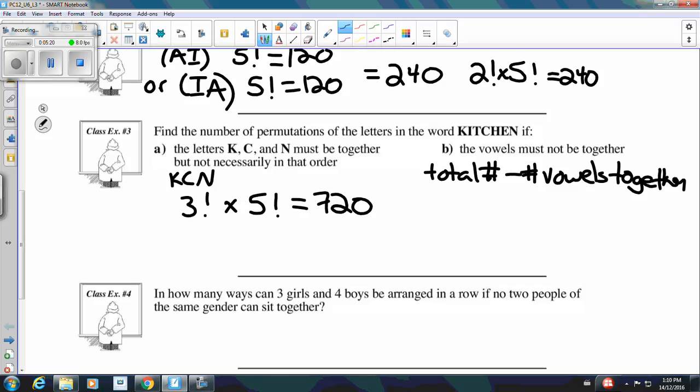Well, the total ways, so I have 7 letters in the word kitchen, so that's 7 factorial. Subtract. Well, how many ways do I have of arranging these letters if the vowels are together? Well, I have 2 vowels, so I have 2 factorial ways of arranging the vowels themselves, times. So now I need to group the other 5 letters along with the vowels that are grouped together. So I'm really arranging 6 things. So I'm going to go 7 factorial minus 2 factorial times 6 factorial, which ends up giving me 3,600 in total.